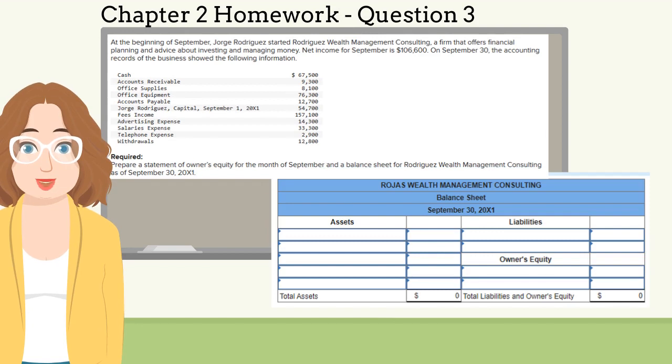Now we're ready to prepare the balance sheet. Please look at the listing of accounts again. Which accounts belong on the balance sheet? Which ones are assets and are things that the company owns? And which ones are liabilities and things that the company owes? Don't forget to enter the ending capital balance that you calculated in the prior step. And, please remember that your accounting equation must still hold true: assets equals liabilities plus owner's equity.